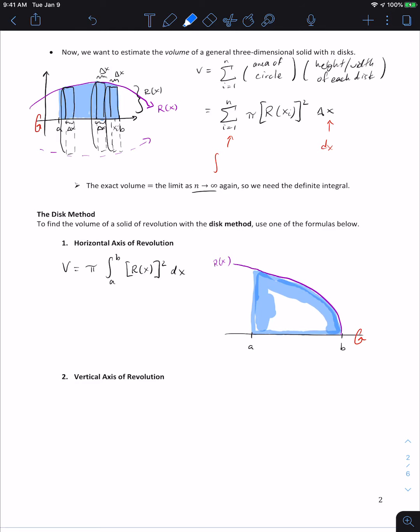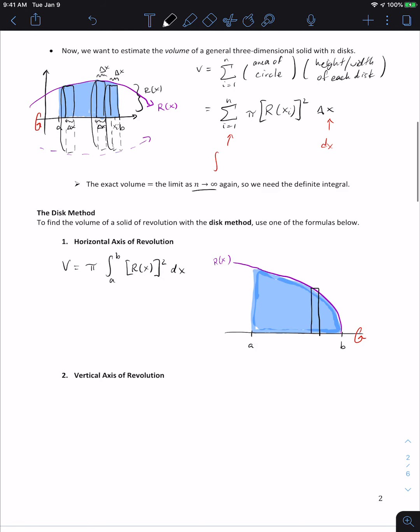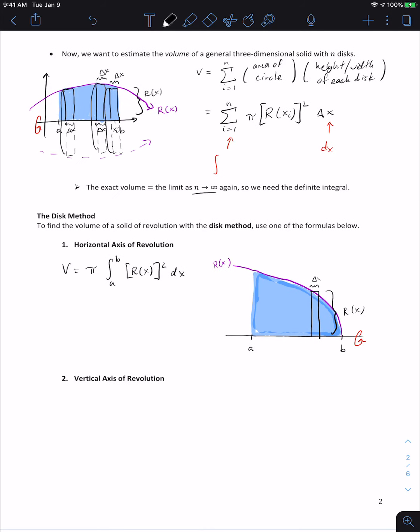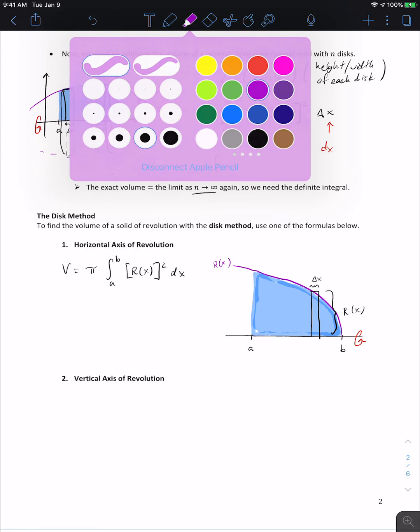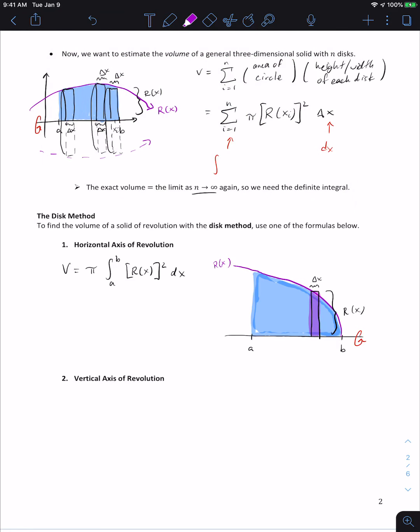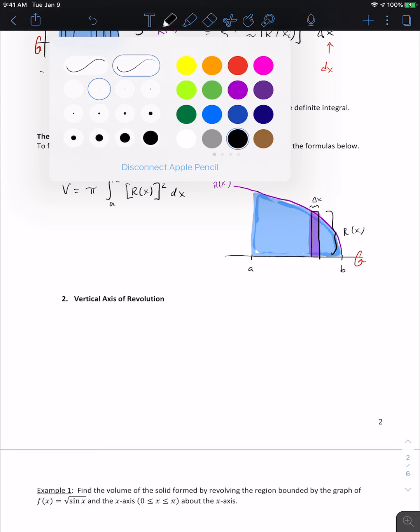What we can do is we put these little rectangles in there, right? And these rectangles are going to end up being revolved around the x-axis to create a bunch of little disks. So the height of each one of these rectangles that will be revolved around to make a bunch of disks is r of x, and then the width is delta x. Why is it delta x? Because this is a horizontal axis of revolution. And again, we'll take this rectangle here and revolve it around to make a disk. A bunch of those little disks give us our volume of the entire solid of revolution.